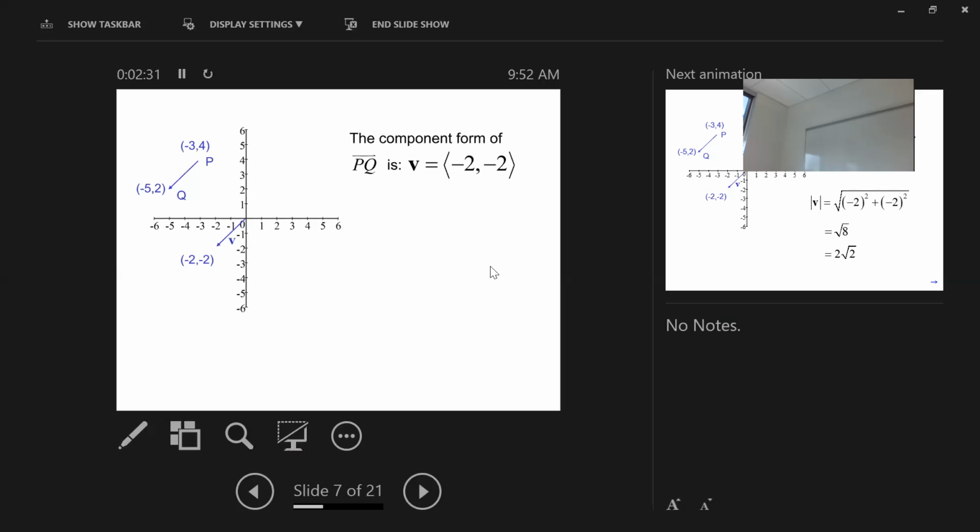So the component form of the vector is how it behaves from the origin, which would be negative 2, negative 2. Which is just telling you what? That you started at P and you went 2 to the left and down 2.